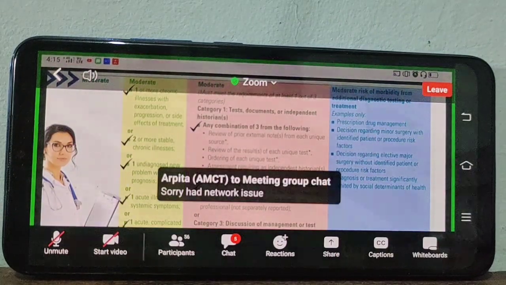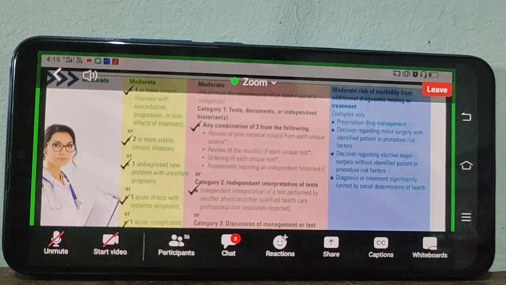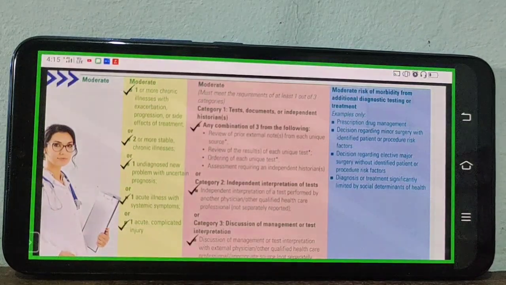In 2020, we are giving the high level for COVID-19. In 2019 and 20, we are giving the high level MDM for COVID-19. Now, we are giving the moderate MDM because the condition has been controlled. So that's why we are giving the moderate MDM. So here, for example, COVID-19.